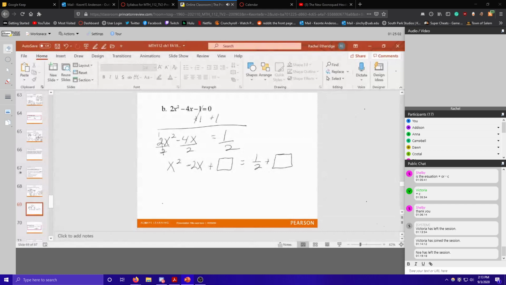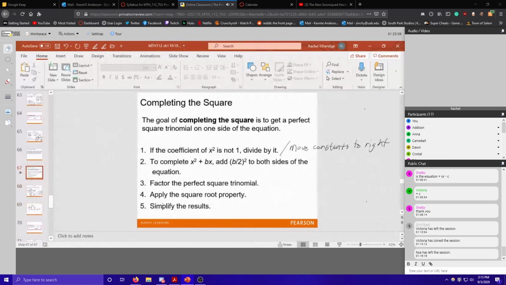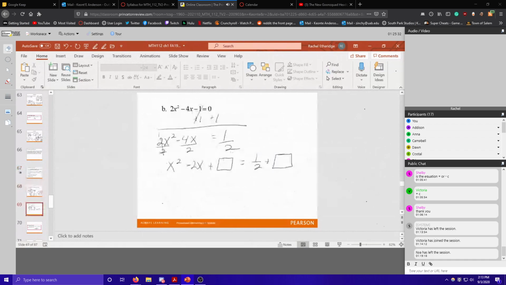Go back to your steps. Here's your steps. You got to learn them, but here they are for right now. You can look back at them. So move constant to the right. I divided. You can do these in either order. It doesn't matter which one you do. You can divide first, or you can move the constants to the right first. What matters is next you want to add the b over 2 squared to both sides of the equation. So that's what I'm about to do now.